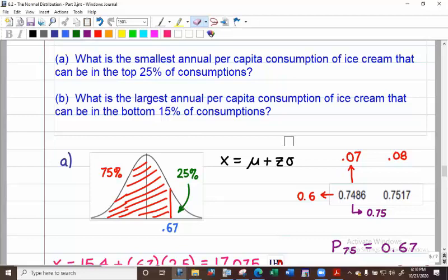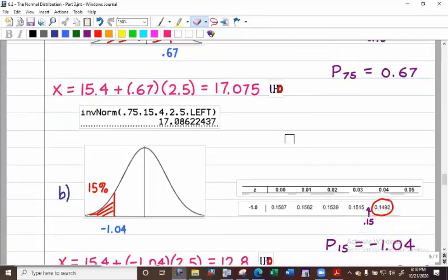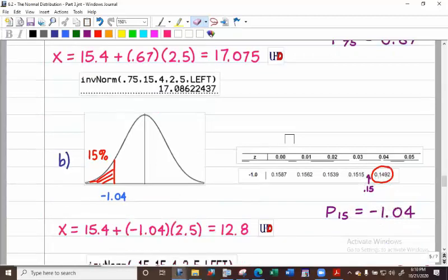Now, how about the wording for the next one? What is the largest amount that's in the bottom 15% of consumptions? You know, what's the top amount of the bottom 15%? Now, that wording actually does mean percentile, because this is the whole bottom 15%. And then that would put you at the top number of the bottom 15%. So there are two ways these can be worded.